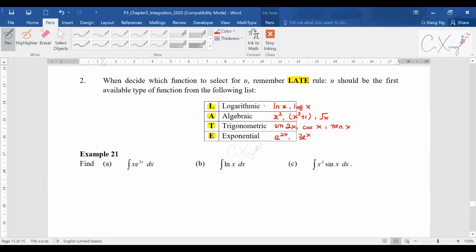All right, so we divide the function into four types in our syllabus. If your function is at the higher level, then it should be u. And if your function is lower, then it should be dv. This is the rule that we usually refer to when you want to decide which one is u and which one is dv.